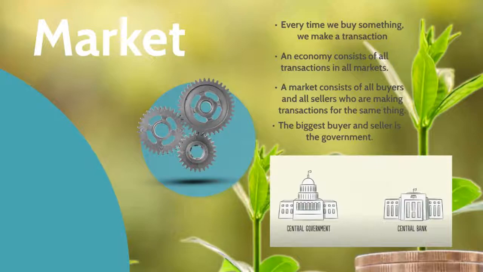So the biggest buyer and seller in a market is the government. You have the central government that collects taxes and spends money, and the central bank that controls the amount of money and credit in the economy by influencing interest rates and printing new money. And they're a very important player in the flow of credit.